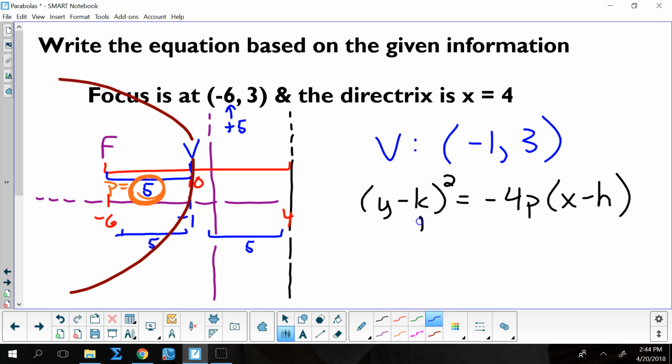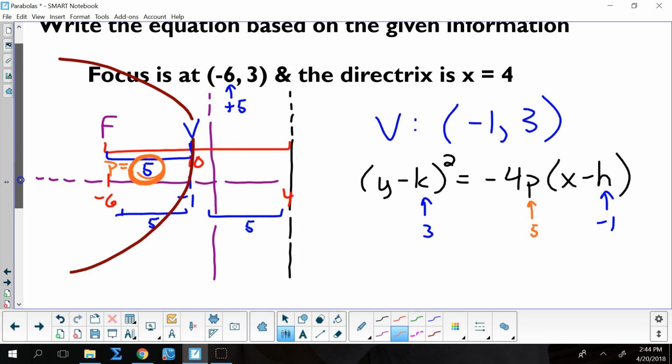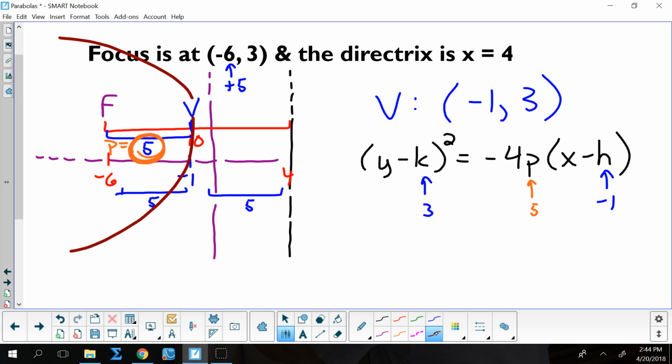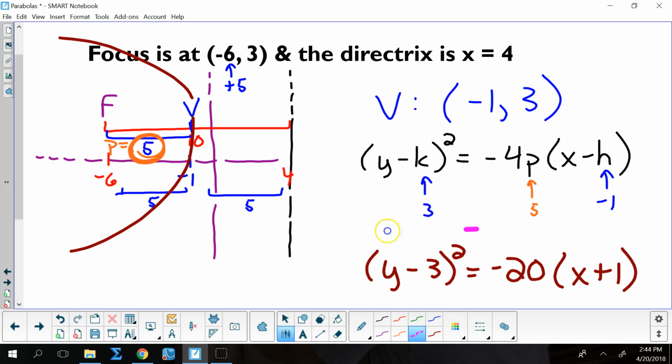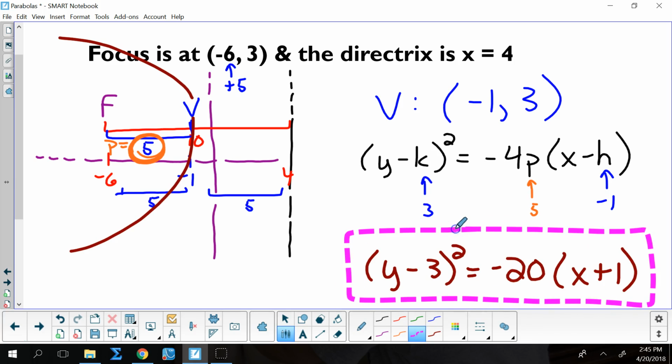K is 3. H is negative 1 from my vertex. P is 5. So the equation of this parabola is going to be (y minus 3) squared equals negative 20 times (x plus 1). And that's all she wrote.